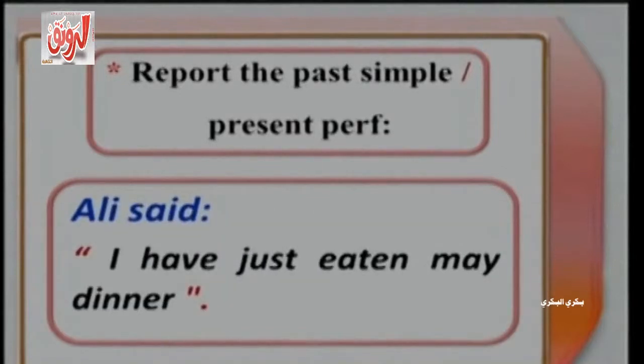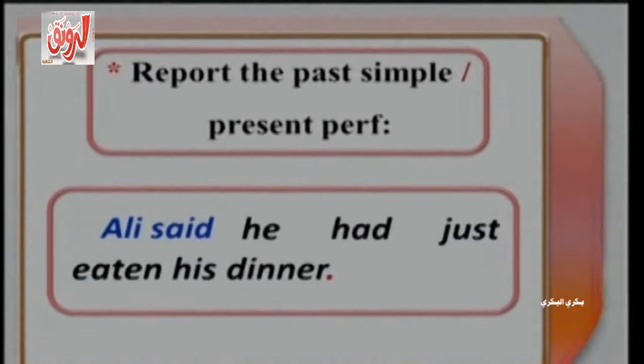Another example, and here you see the direct speech is written in the present perfect. When changed into indirect, we must use the past perfect. Notice there are things to be changed. Now look at this one. Ali said, I have just eaten my dinner. Now see after changing: Ali said he had just eaten his dinner. There are changes, of course, and I hope you are aware of the details.